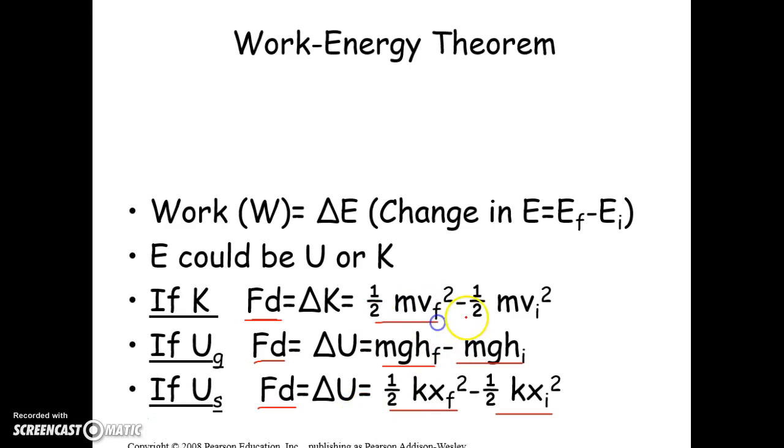Typically, one of these final or initial conditions that you see here on the right-hand side is 0. So you often end up with just this FD equaling either 1/2 mv squared if you're turning your work into kinetic energy, FD equals mgh if you're turning it into gravitational potential, or FD equals 1/2 kx squared if you're turning it into elastic potential.